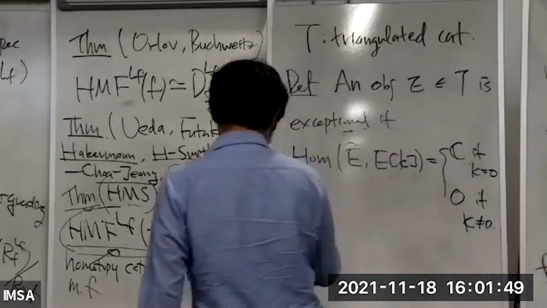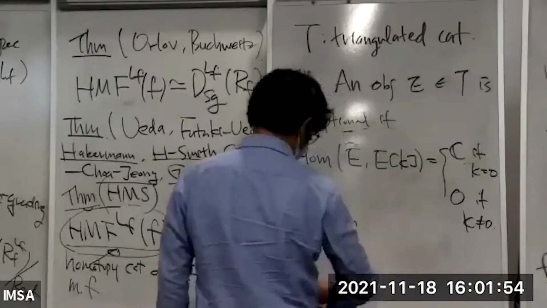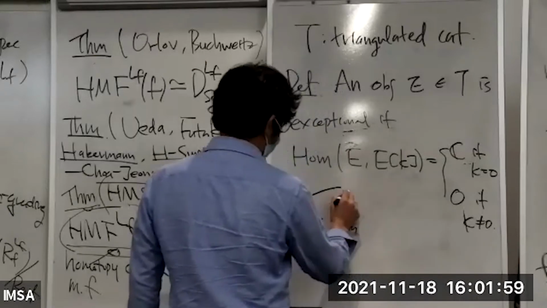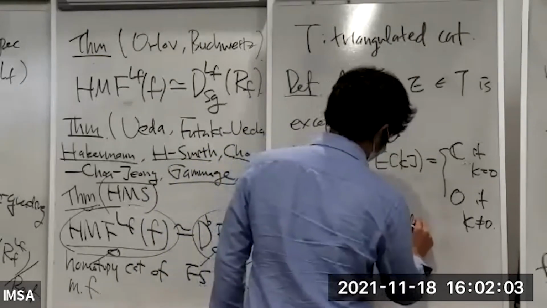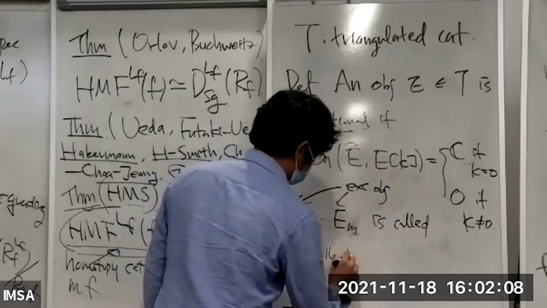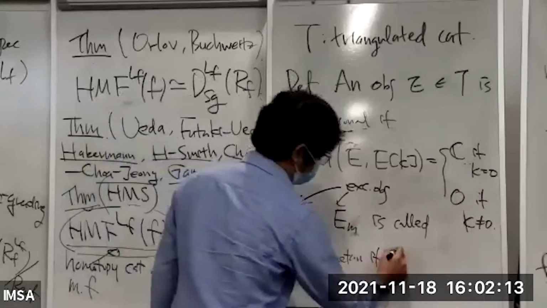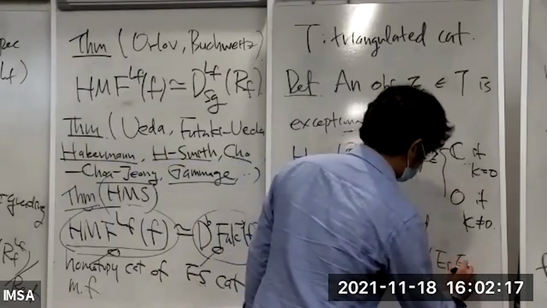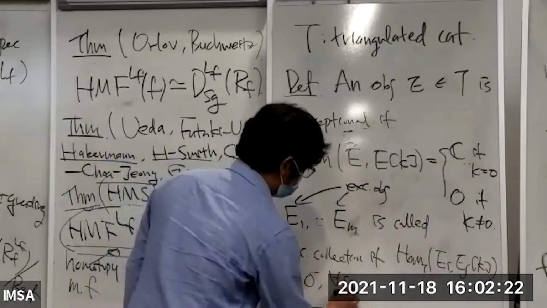Okay, and a sequence of exceptional objects is called an exceptional collection if there is no Hom from back to forth, that is, if Hom from E_i to E_j shifted by K is trivial for any i greater than j.